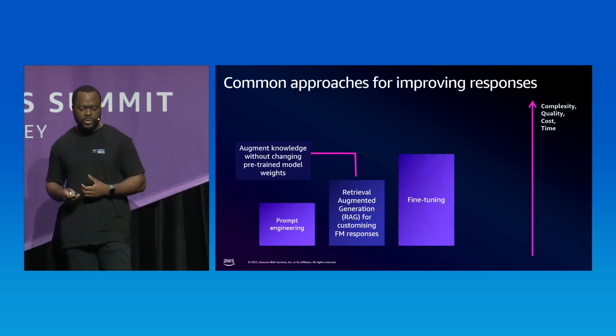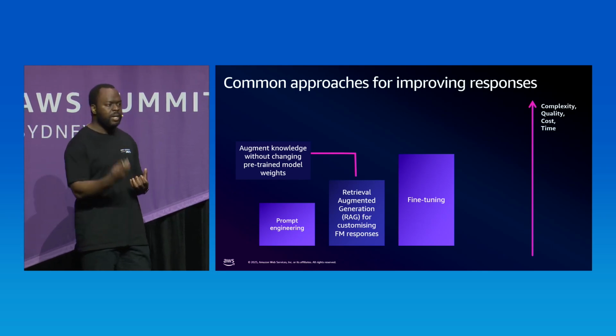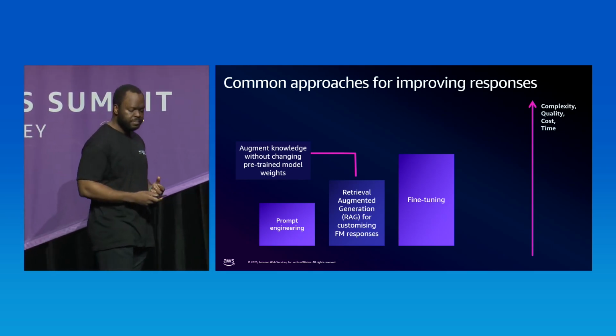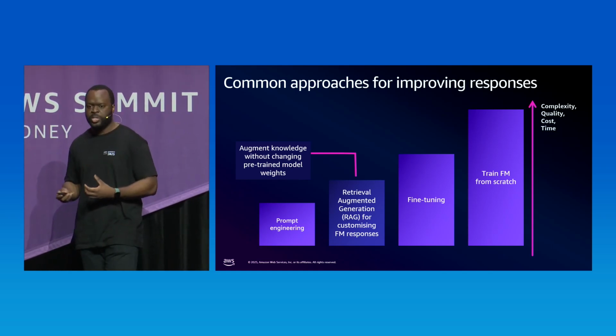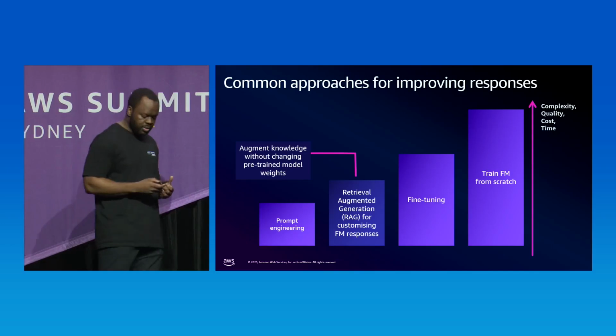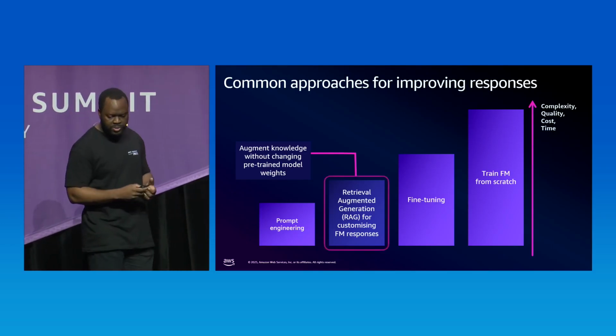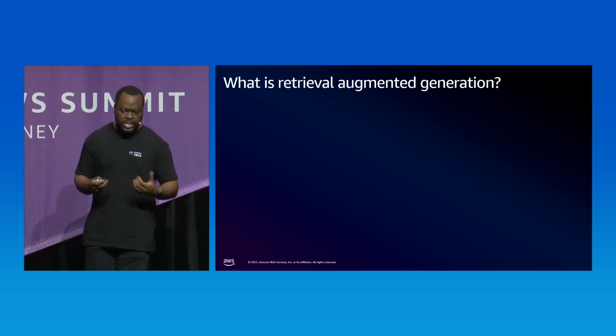The third is fine-tuning, and this is the process where you take a pre-trained foundation model and you adapt it to a specific use case or task. And then last but not the least is training a foundation model from scratch. This is the most complex and time-intensive approach to improving responses. Again, we're going to focus on RAG today, so let's dive right into it.